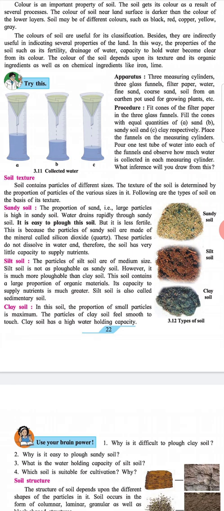Try this. Apparatus: 3 measuring cylinders, 3 glass funnels, filter paper, water, fine sand, coarse sand, soil from an earthen pot used for growing plants, etc. Procedure: Fit cones of the filter paper in the 3 glass funnels. Fill the cones with equal quantities of A. Sand, B. Sandy soil and C. Clay respectively. Place the funnels on the measuring cylinders. Pour 1 test tube of water into each of the funnels and observe how much water is collected in each of the measuring cylinders. What inference will you draw from this?